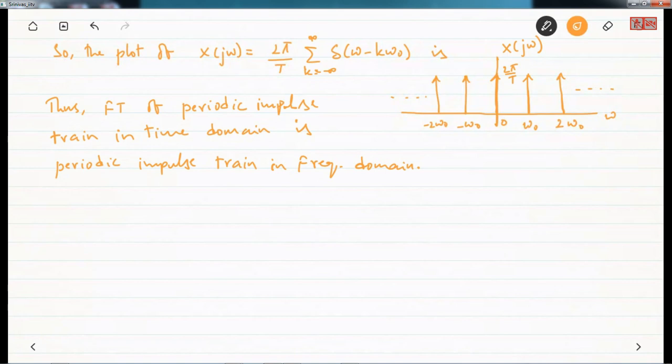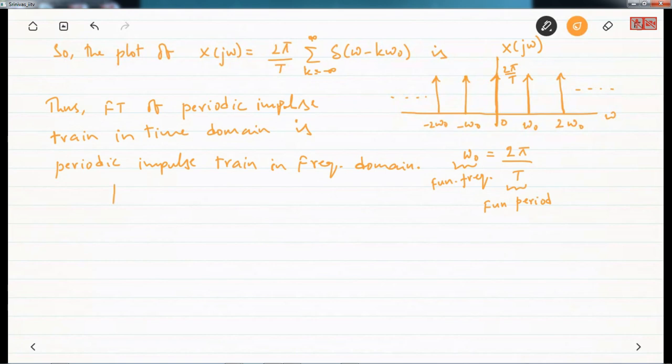One last point: what is omega naught? Omega naught equals 2 pi by T, because T is the fundamental period and omega naught is the fundamental frequency. Another thing is, if T increases, this frequency decreases. If the period increases, frequency decreases.